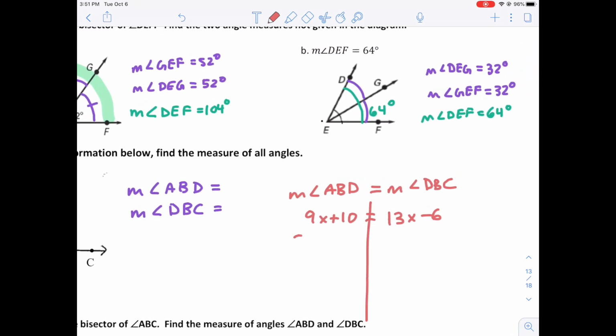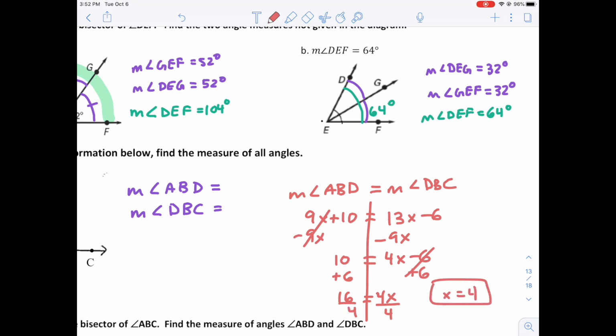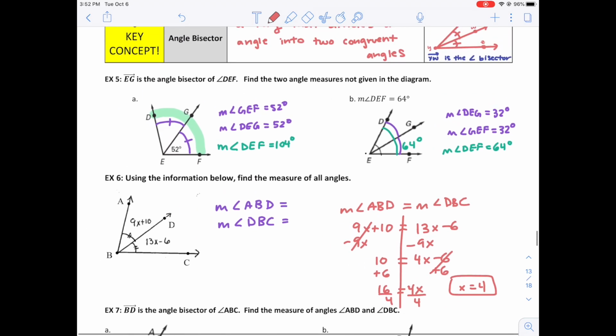So I want to move all my variables to one side. I like to subtract the smaller variable, so I'm going to subtract 9x from both sides. I get that 10 equals 4x minus 6. Then I'm going to add 6 to both sides. I get that 4x equals 16. And then divide both sides by 4, and I get that x equals 4. So I now have an x value that is going to allow me to figure out the measure of angle ABD and the measure of angle DBC.